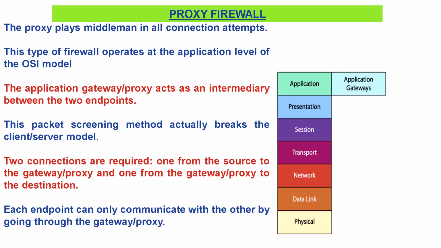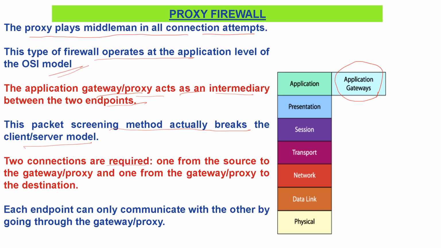And the proxy firewall works at the application layer, or at the application gateways. The proxy plays the middleman in the connection attempt. This type of firewall operates at the application layer of the OSI model or TCP/IP model. The application gateway proxy can act as an intermediary between the two endpoints. This packet screening method actually breaks the client server model.